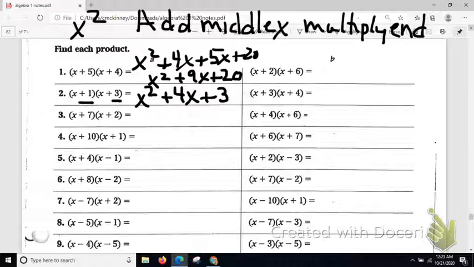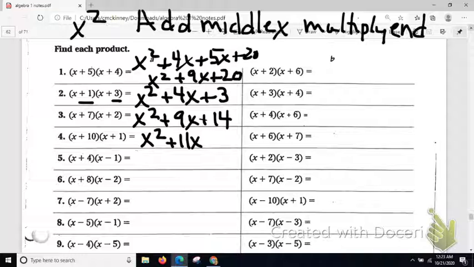So let's try more. X times x is x squared. 7 plus 2, 9x. 7 times 2, 14. X times x, x squared. 10 plus 1, 11x. 10 times 1 is 10. So far, they've all been positive. You do have to consider the sign when you add the middle and when you multiply to get the end.